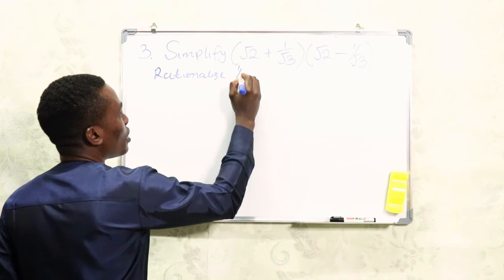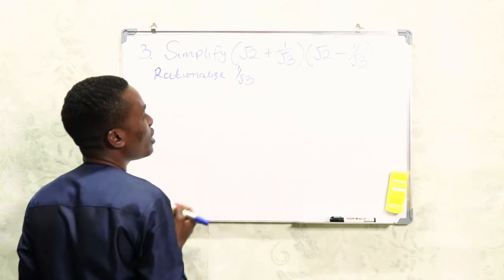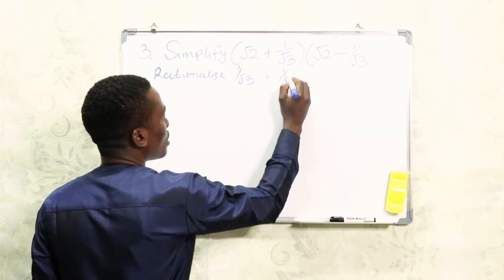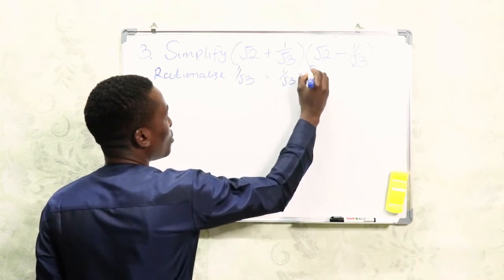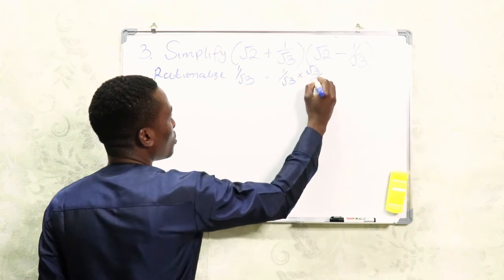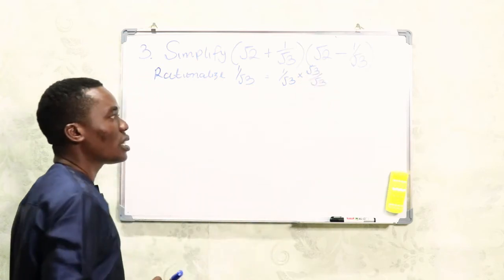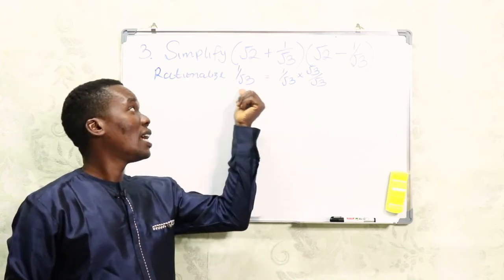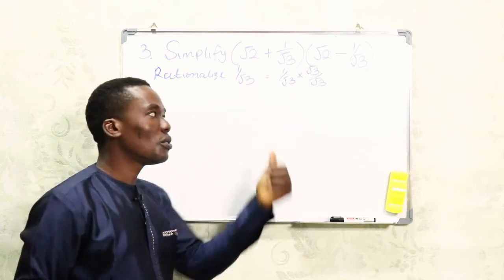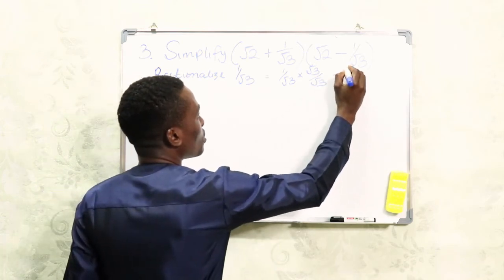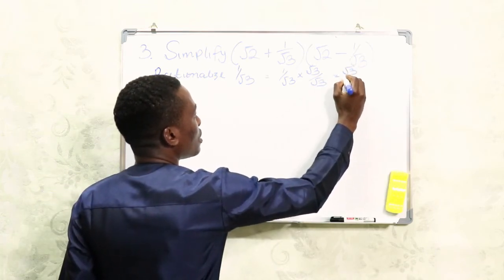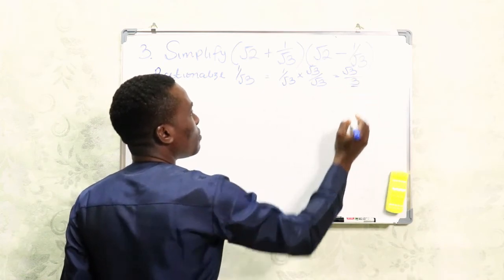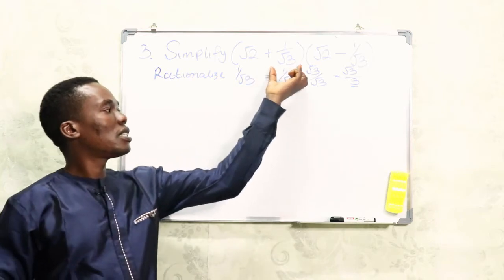1 over √3. Now if you rationalize 1 over √3, it's going to give you 1 over √3 multiplied by √3 over √3. Remember I told you, if you want to rationalize a surd, you multiply the numerator and the denominator by the rational number. So that will give you √3 divided by √3 times √3, which will give you 3.